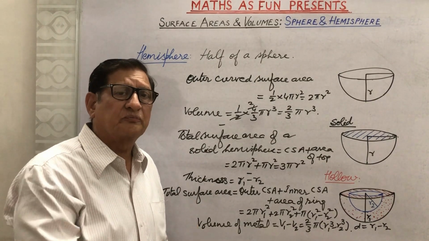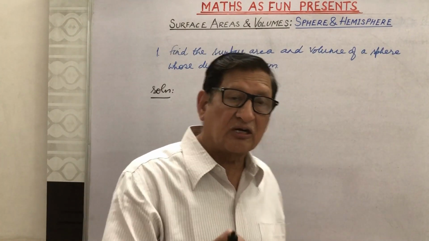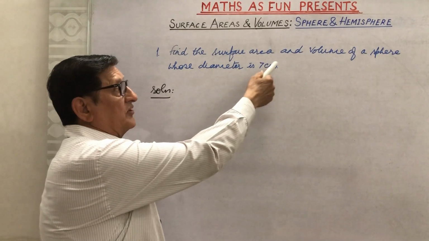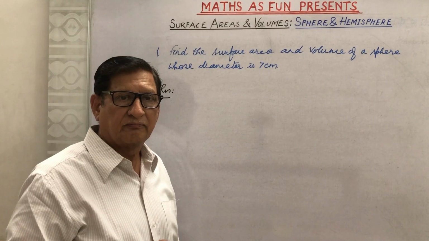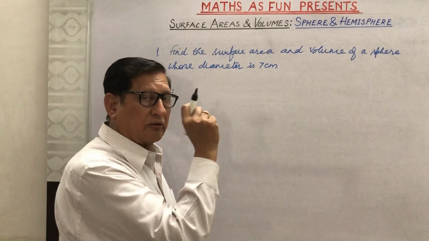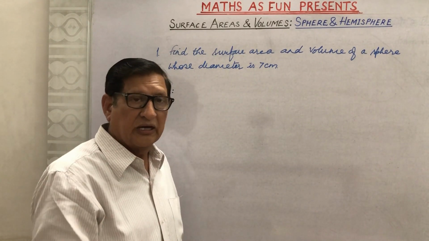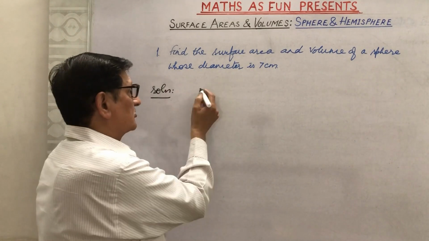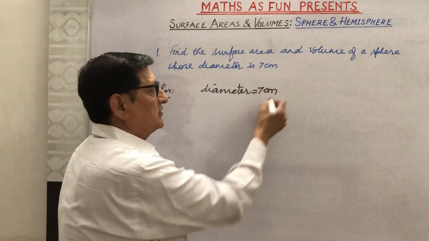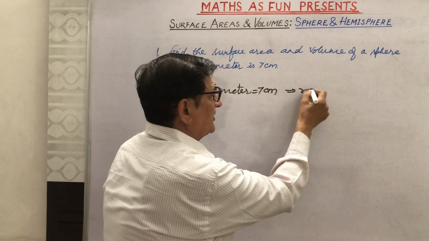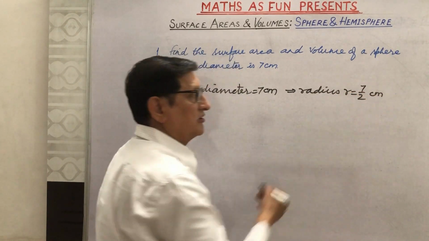Now we will take some examples based on this particular concept which we have learnt just now. The first example is: find the surface area and volume of a sphere whose diameter is 7 centimeter. First of all we have to read the question carefully and understand whether the diameter or the radius is given. Here we have been given the diameter. To find the solution, first we write diameter is equal to 7 centimeter. It means the radius r will be equal to 7 by 2 centimeter.